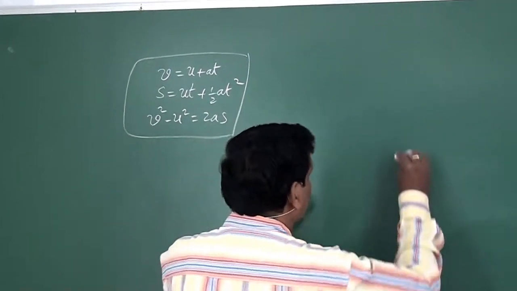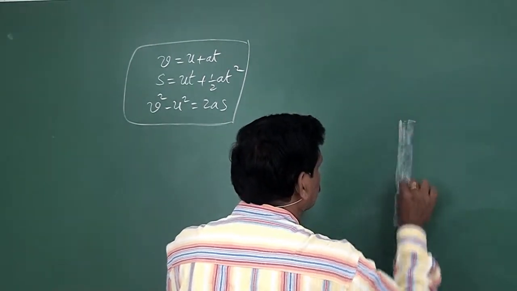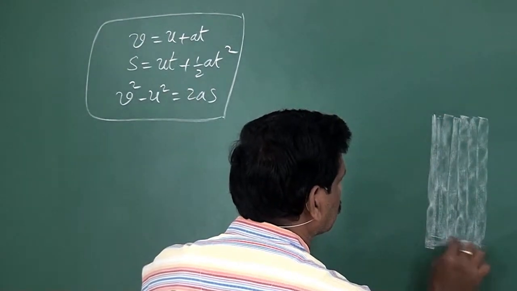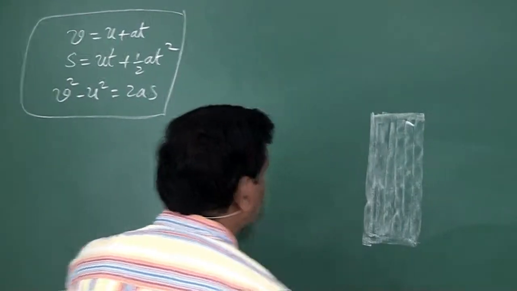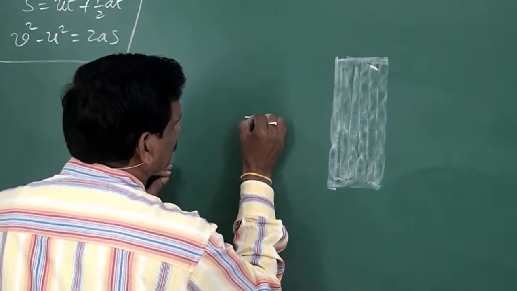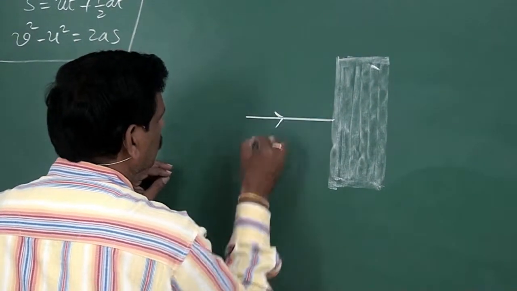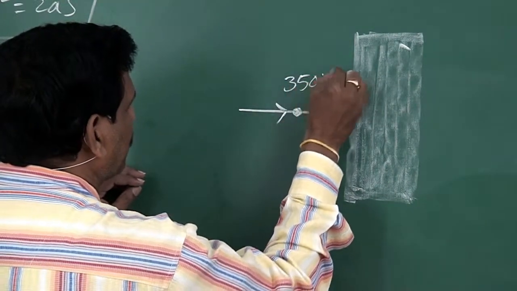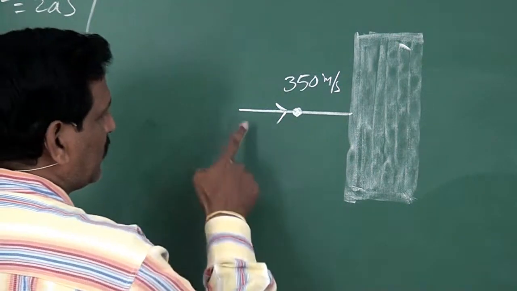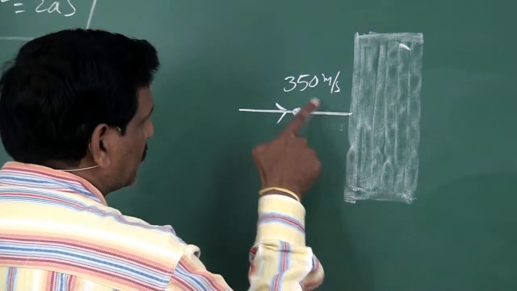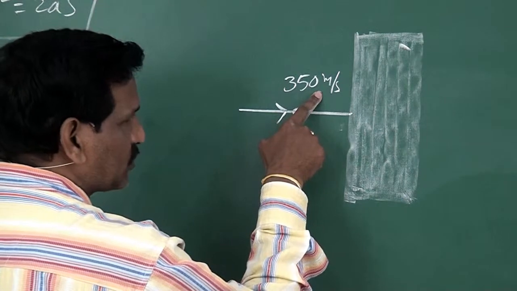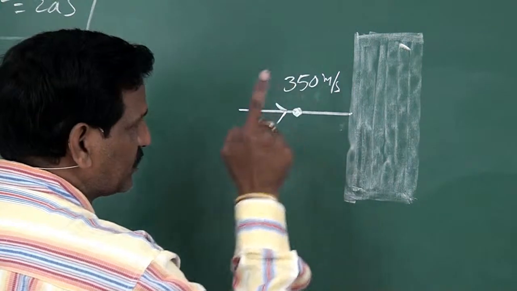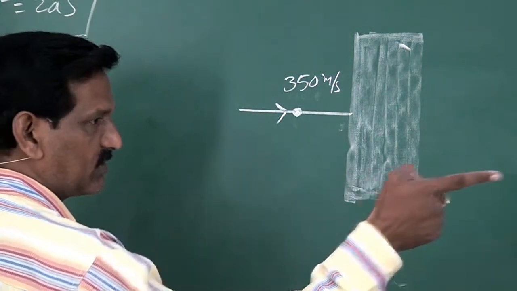Okay. So here this is the concrete wall. Now the bullet is going, this is the bullet going with a speed of 350 meter per second. So when the bullet is moving through air, its velocity almost remains constant as 350 meter per second. Now this bullet strikes the wall, concrete wall, like this.